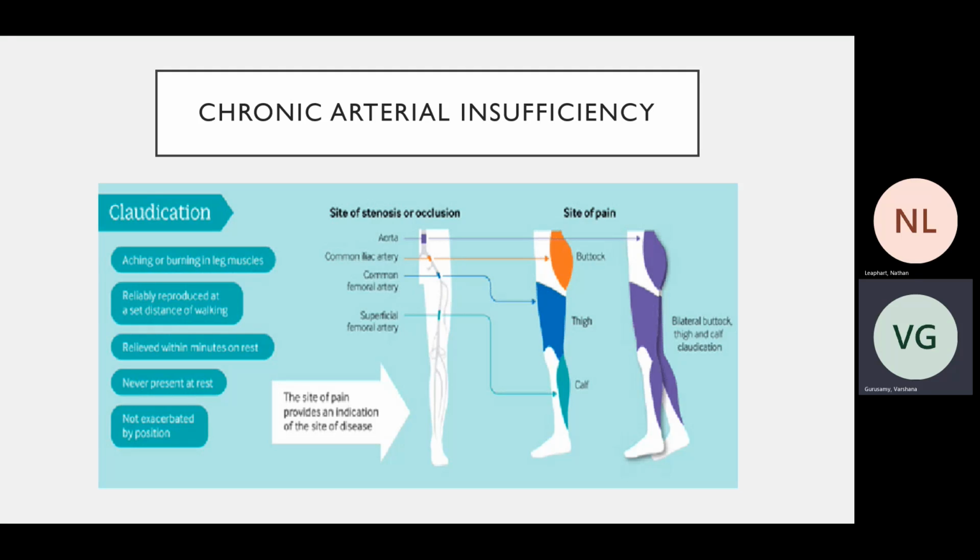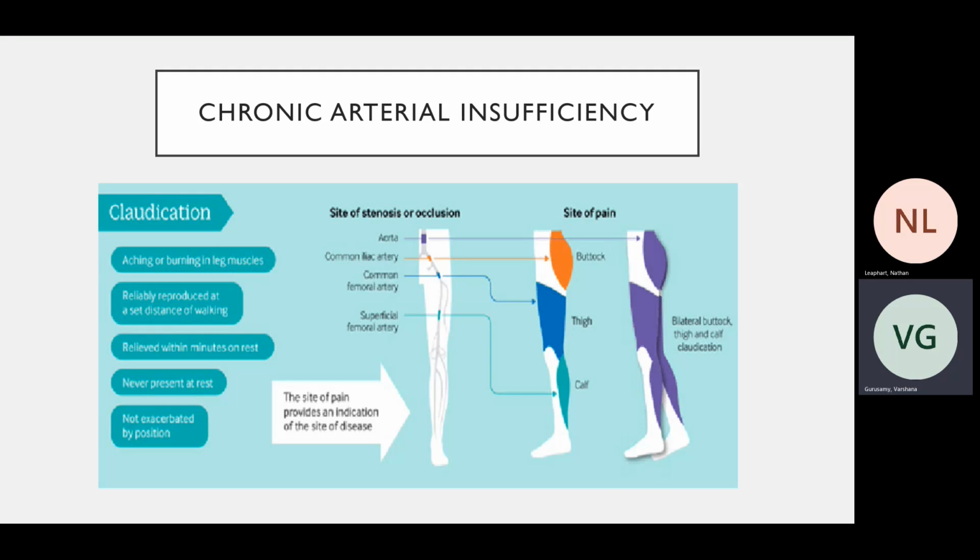So somebody who has an aortic occlusion, it's really proximal. So it's up here in the aorta. They're going to have cramping pain in the buttock and thighs and calves, and it'll be bilateral. Once you get down into one leg, then you're going to see it on just one side. Does that make sense to you guys?